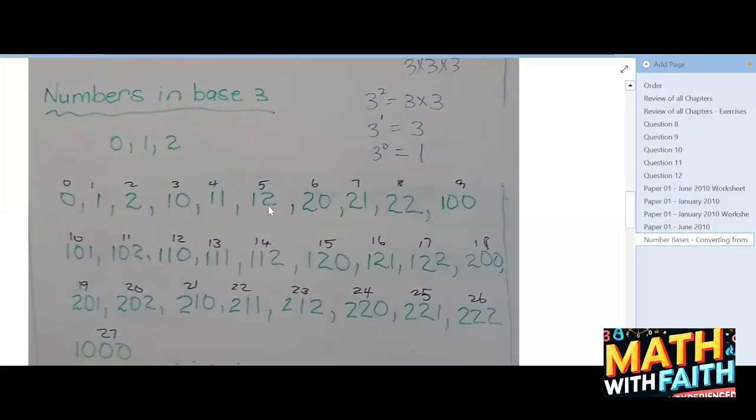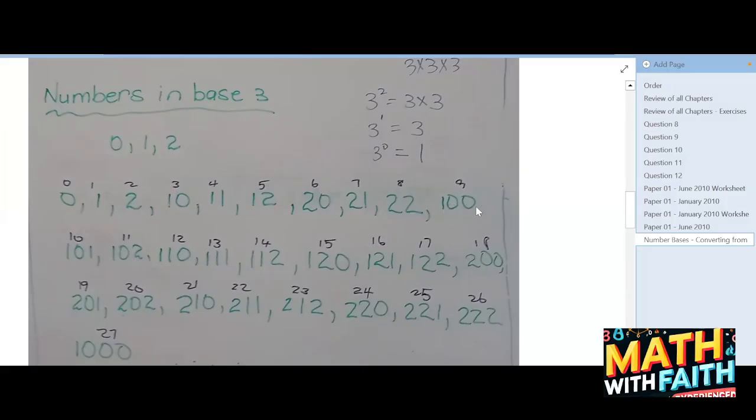We don't have 13. We have to go to the next double digit, which will start with 2. 20, 21, 22. We have no 23 because there's no 3 in base 3. So now we have to go to the next digit. But we don't have another digit either for the double digits. There's no 3. So now we have to go to 3 digits.